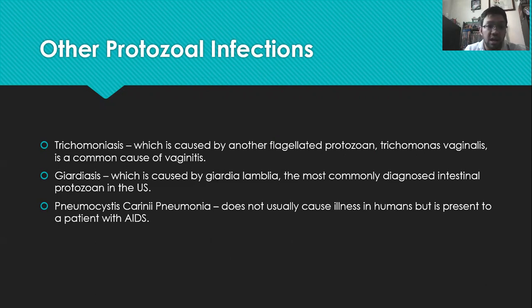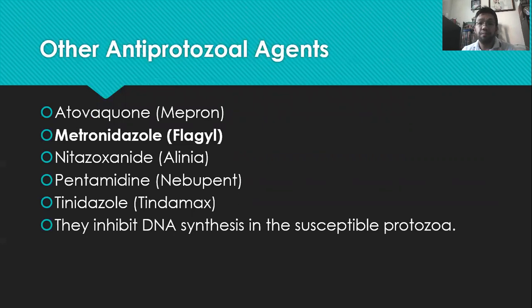Now, if the person has AIDS, Pneumocystis carinii can cause pneumonia in the patient. It will be opportunistic once the patient has AIDS. And these different drugs for protozoal infections can be given, such as atovaquone, Mepron, metronidazole, Flagyl, which is the most common one, nitazoxanide, Alinia, pentamidine, NebuPent, and tinidazole, Tindamax.